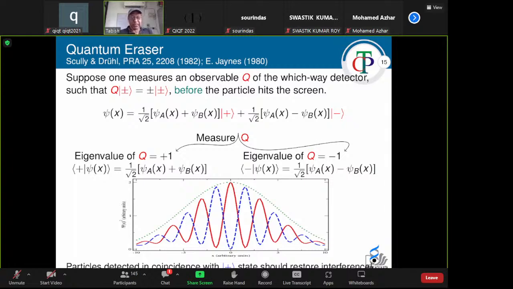So particles detected in coincidence with either plus state or minus state should restore interference. So this is what is called the quantum eraser. This concept was given by James in 1980, and independently, in the modern form, in 1982 by Scully and Drühl.